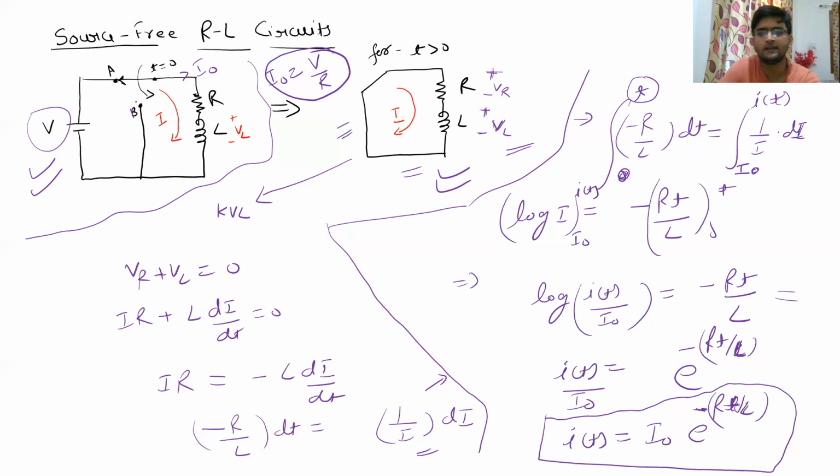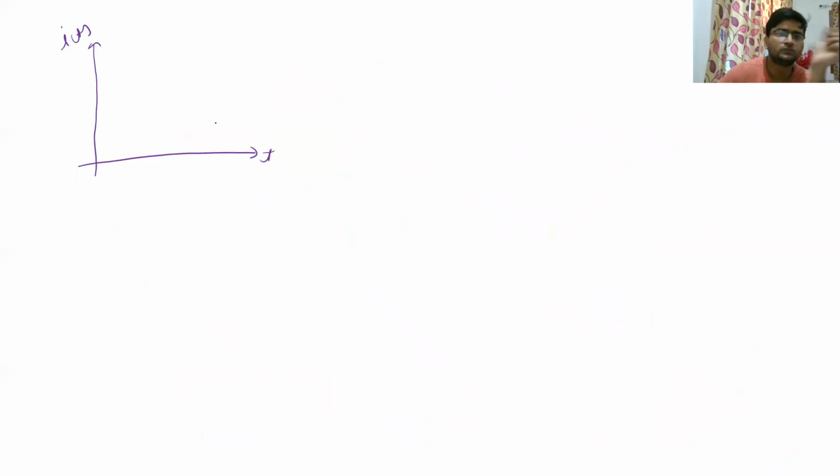we can see that at time t equal to 0, if you put, let me clear it, it's very dirty now, Rt divided by L. So if you put t equal to 0, what will happen? Your i(t) will be equal to I naught, because e to the power 0 is nothing but 1. So initially when t is equal to 0, your value of i(t) is I naught.